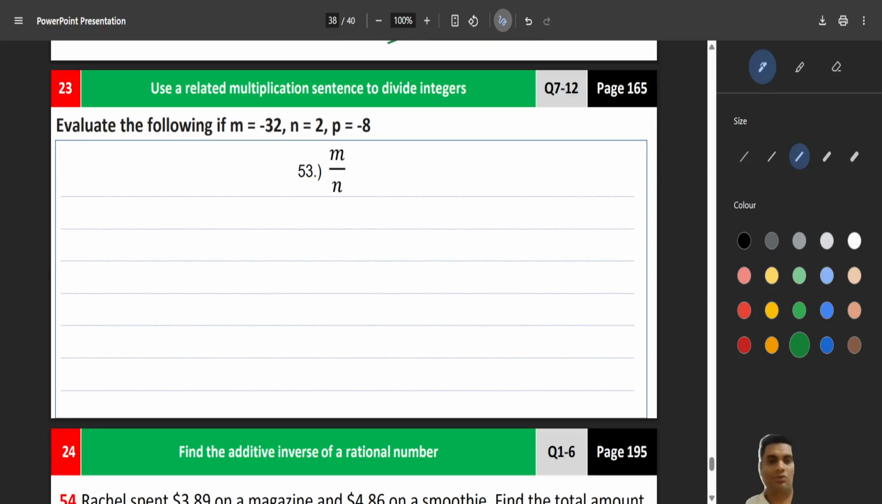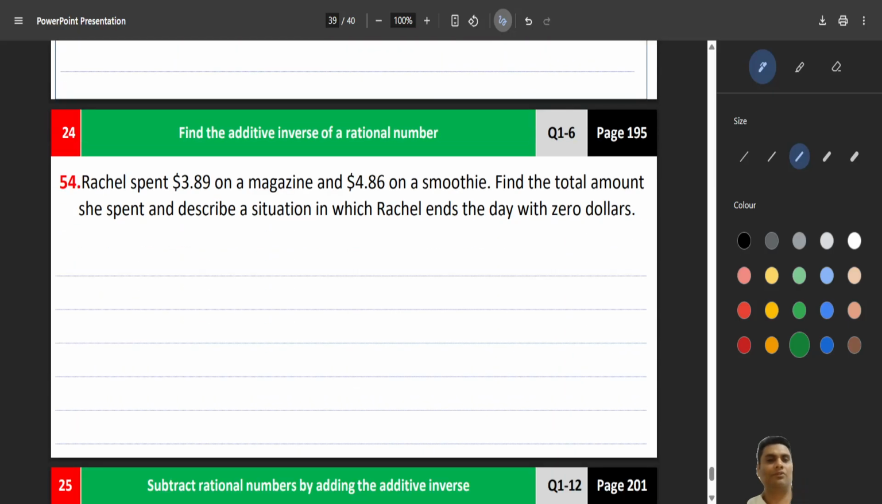Okay, one more question like this. He said, do m taksim n. What is m here? M is minus 32, so minus 32. Taksim n. N how much? 2, so taksim 2. 32 divide 2, 16. Same sign or different sign? Different sign. Put minus, answer. Simple question. Yes? Question number 23 will be like this.